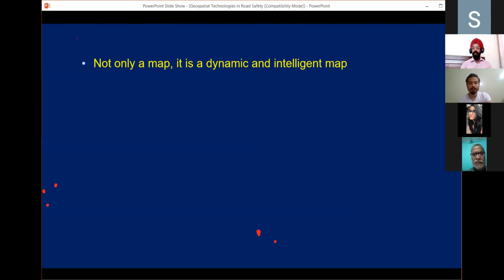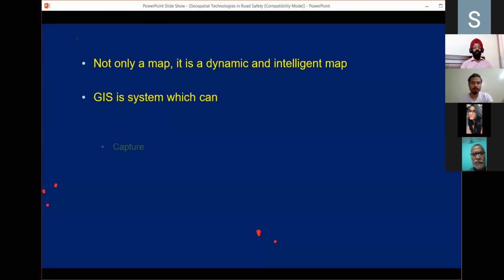This is not a static map. Once I have made it, it is done? No, this is a dynamic map. This is not like the Survey of India topo sheet map. That is a hard copy map, a printout I have taken, and then I have to use that map only. No, this is a dynamic map. This is an intelligent map.